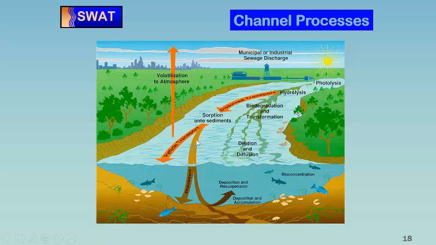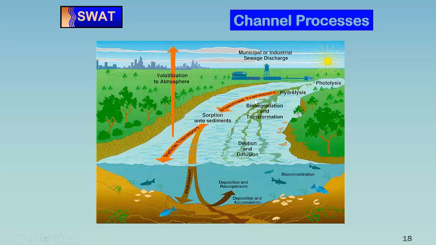SWAT channel process is only a one-dimensional steady state model called Qual2E. So Qual2E is what is incorporated, which is an EPA public domain model, is what's incorporated in SWAT, and it takes into account only the longitudinal direction of the river or the flow. It does not take into account anything that's happening across the river or in depth. It's not a three-dimensional model. It's a one-dimensional model along the river actually.